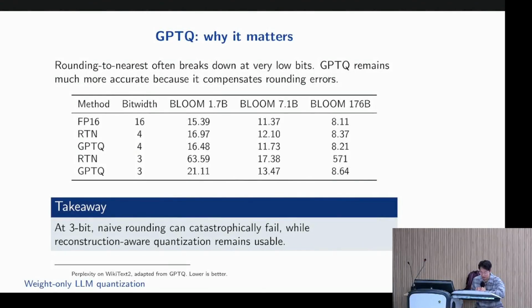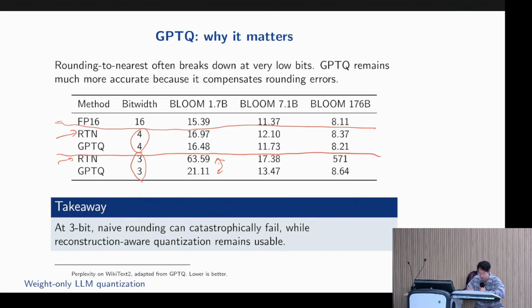So here are some results. RTN is round to nearest. Floating 16 is the original network, and using 4-bit widths, there's not much of a difference. And how about 3 bits? Wow, the difference is quite significant. 500 to 8.